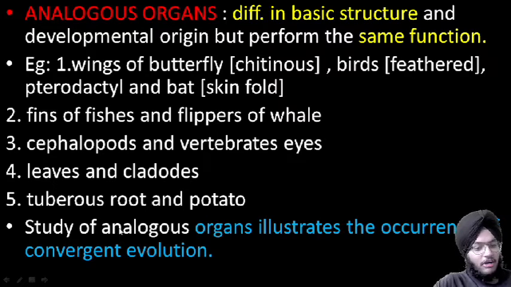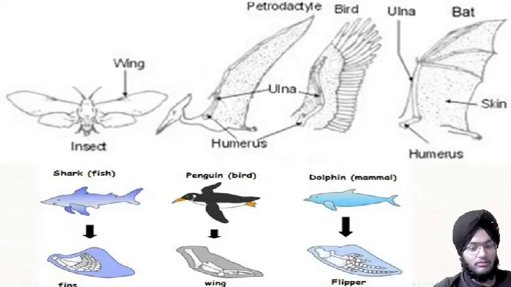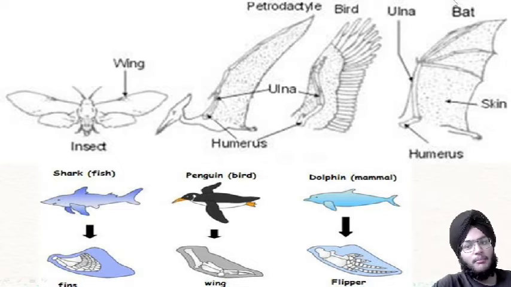The study of analogous organs illustrates the occurrence of convergent evolution. That is, different species having different basic structures but performing the same function. The insect's wing, pterodactyl's wings, bird's wing, bat's wing: the function is the same but the structure is different. Similarly, shark's fin, penguin's wing, and dolphin's flipper are different in structures but perform the same function.